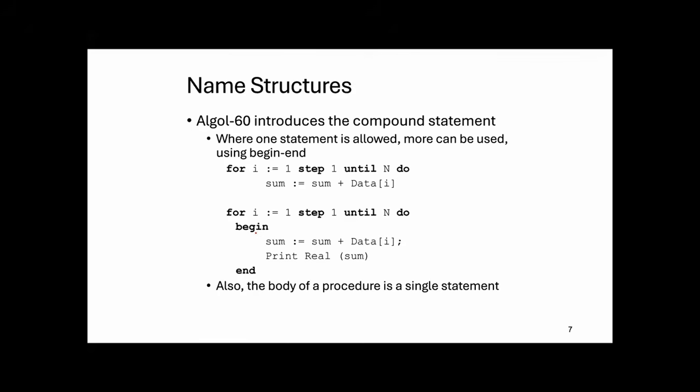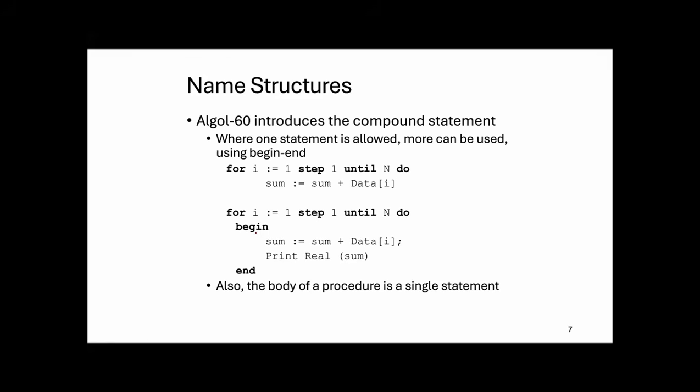So what about the name structures, and how exactly does naming happen in Algol? Algol introduces something very important called the compound statement. The compound statement is simply a group of statements that are together, and they do not include any declaration. So inside a compound statement, you really do not declare any new variable.